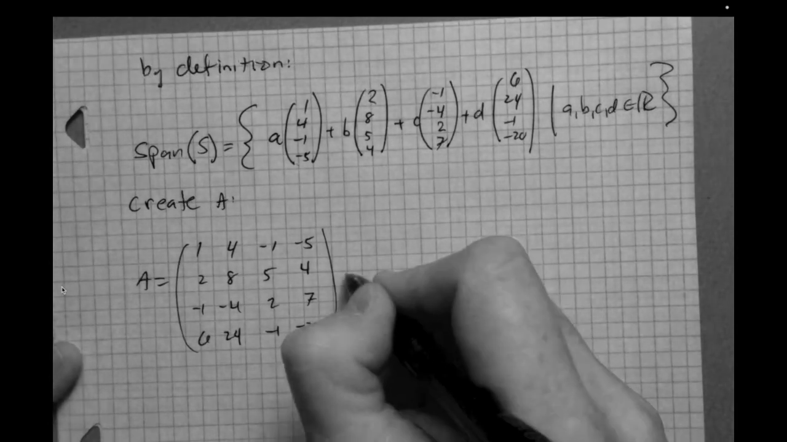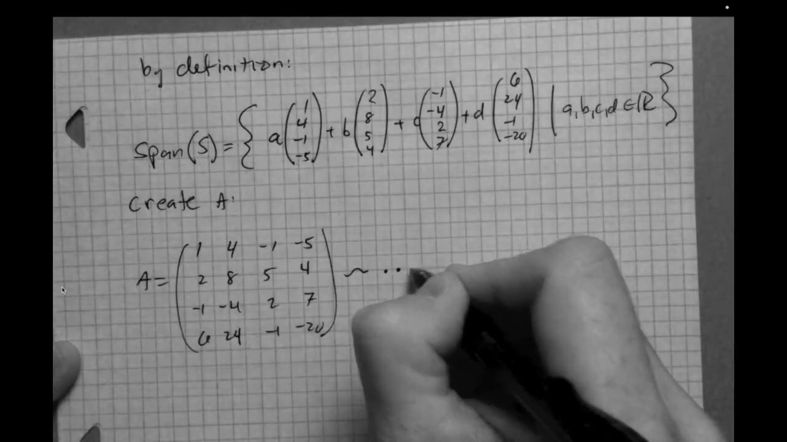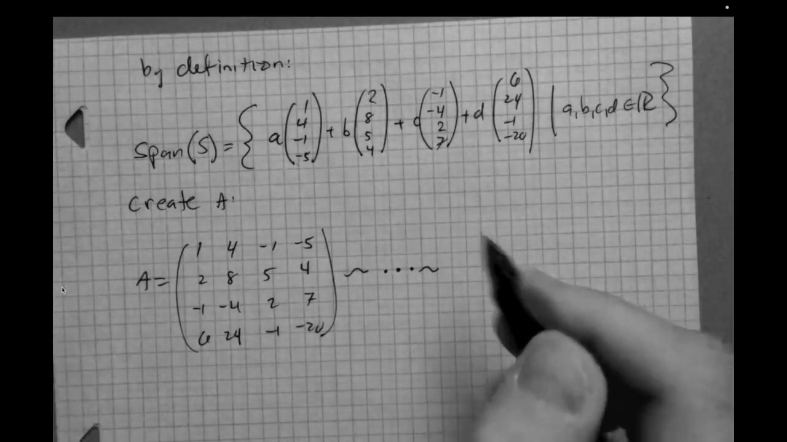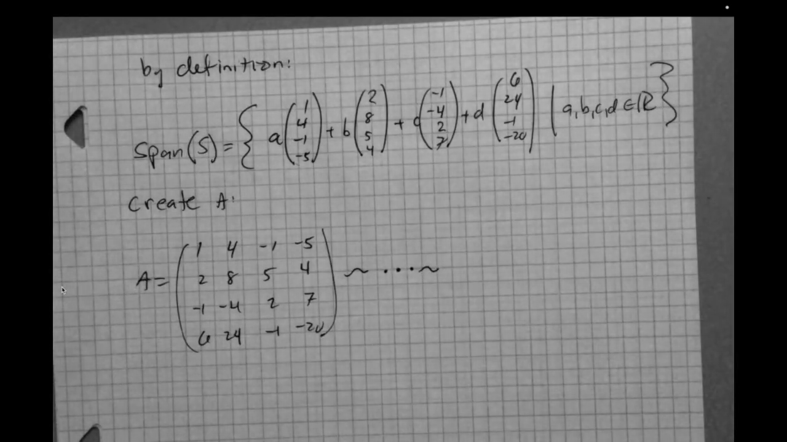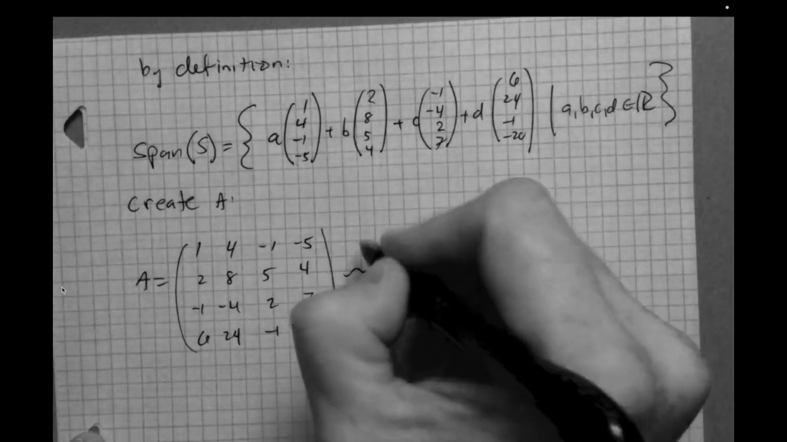Now I'm going to row reduce this matrix. I'm not going to do it here, but you could do it, and you'll see what you get when you put this into RREF.